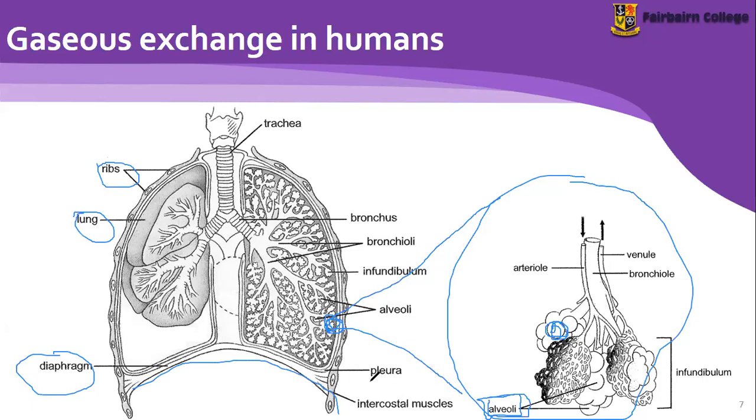Okay, also here you have the pleura, which are membranes which prevent friction. But you'll see that in the notes. And the intercostal muscles, which are the muscles between the ribs, which allow the ribs to expand to increase the area in the lungs to breathe in. But again, we'll look at that later on.